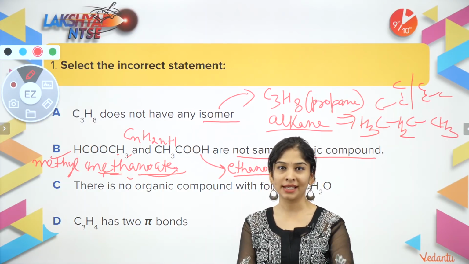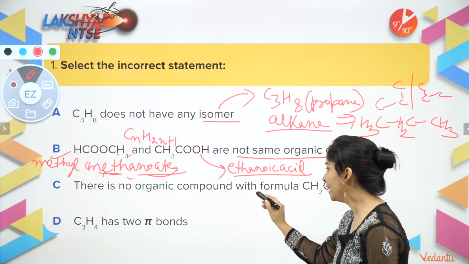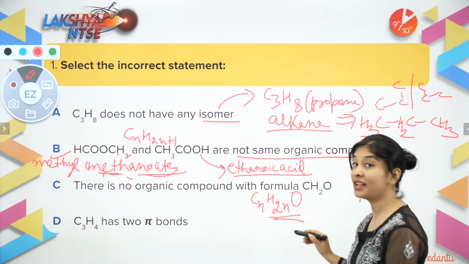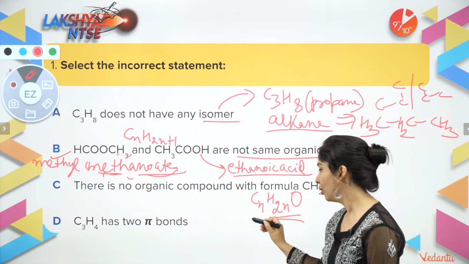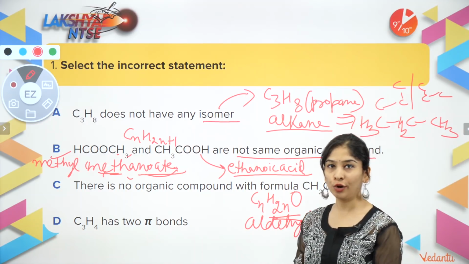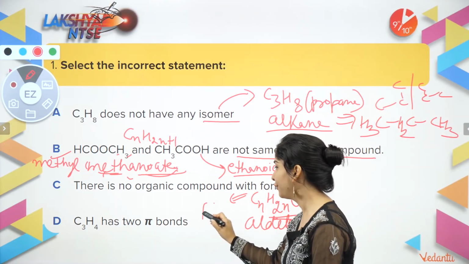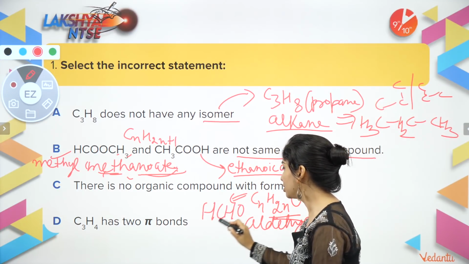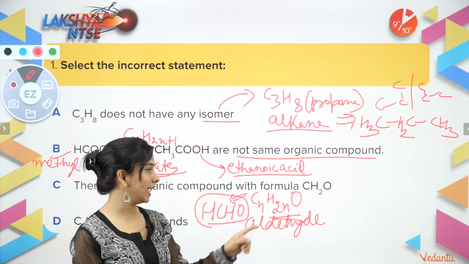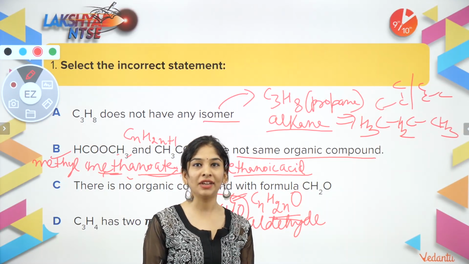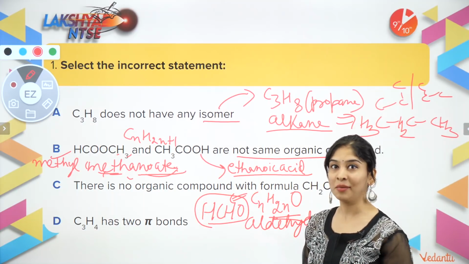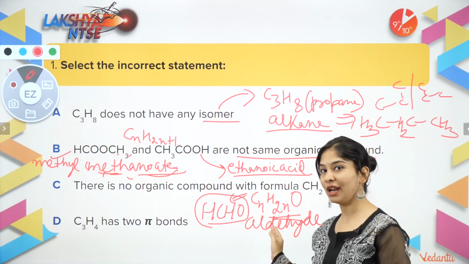Try to remember, this is a CBSE concept only. You know that this formula CnH2nO is generally the formula for aldehyde. Aldehyde means which has the CHO group. So isn't it, this is that compound, HCHO. What is this HCHO? One carbon is meth, then ane, and for CHO we end with al. Methanal. So it's not true that there is no organic compound with this formula. Now you know the general formula of aldehyde also.